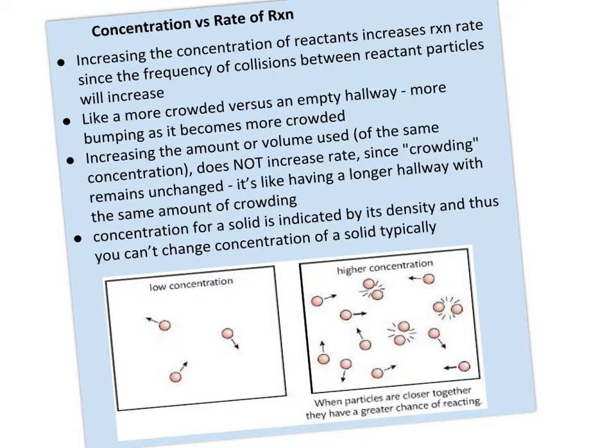Second factor is concentration versus rate, and increasing your concentration of reactants is going to increase the rate because when they're more crowded, they're going to have more chances of colliding. So increasing concentration is increasing the frequency of collisions, and thereby then increasing some of them with enough activation energy. So it's like a crowded versus an empty hallway. There's going to be more bumping the more crowded it becomes. So the greater concentration, greater collisions, greater rate.